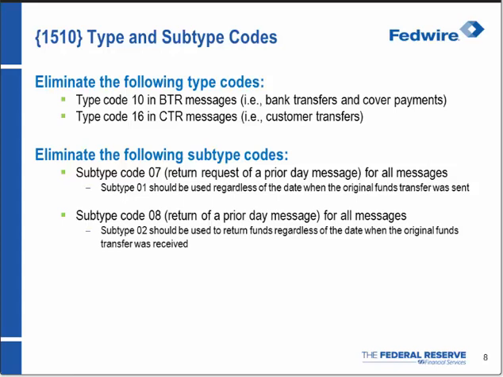strict with the type codes that can be used with certain business function codes to help with the translation and mapping. We will also eliminate subtype codes 07 and 08, eliminating the current versus prior day concept. So participants would simply use subtype 01 for any return requests and subtype 02 for any returns.